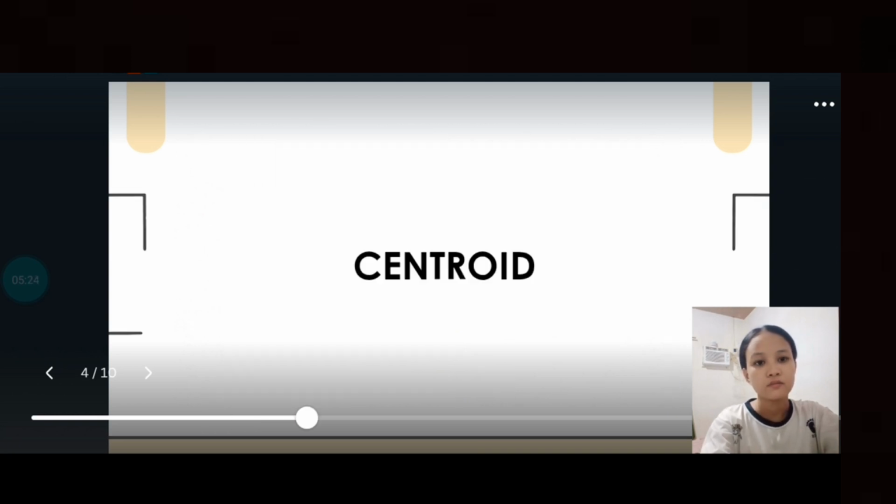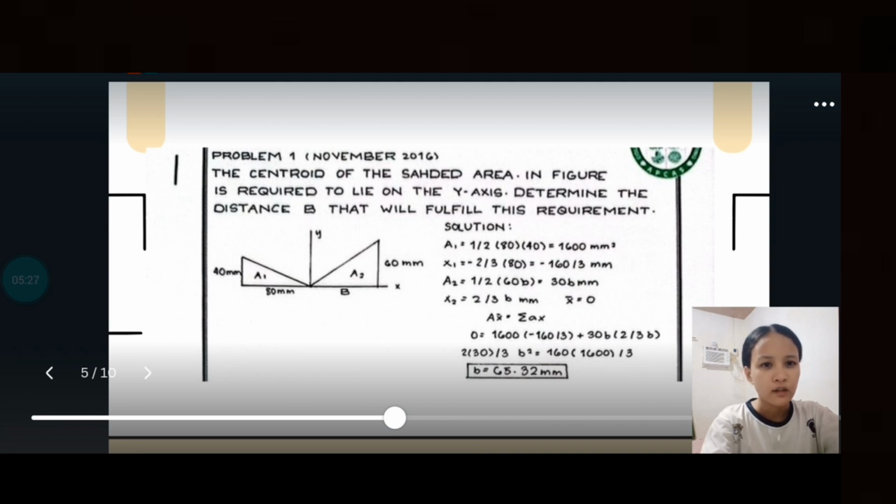Next is centroid. Problem 1. The centroid of the shaded area in the figure is required to lie on the y-axis. Determine the distance b that will fulfill this requirement. First is we need to get the A1. So A1 is equal to 1 half times 80 times 40, which is also equal to 1,600 millimeters squared. Then our x1 is equal to negative 2/3 times 80, which is also equal to negative 160 over 3 millimeters.